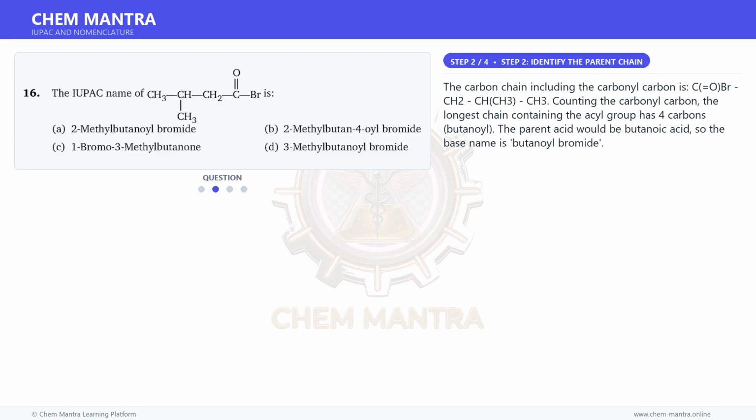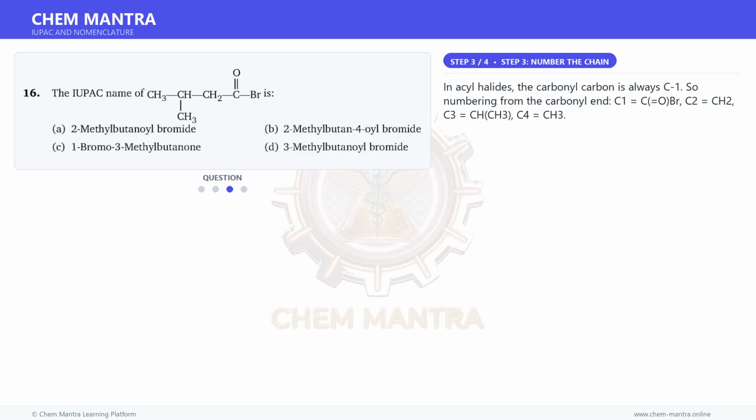The carbon chain including the carbonyl carbon is C=O, Br, CH2, CH, CH3, CH3. Counting the carbonyl carbon, the longest chain containing the acyl group has 4 carbons, butane. The parent acid would be butanoic acid, so the base name is butanoyl bromide.